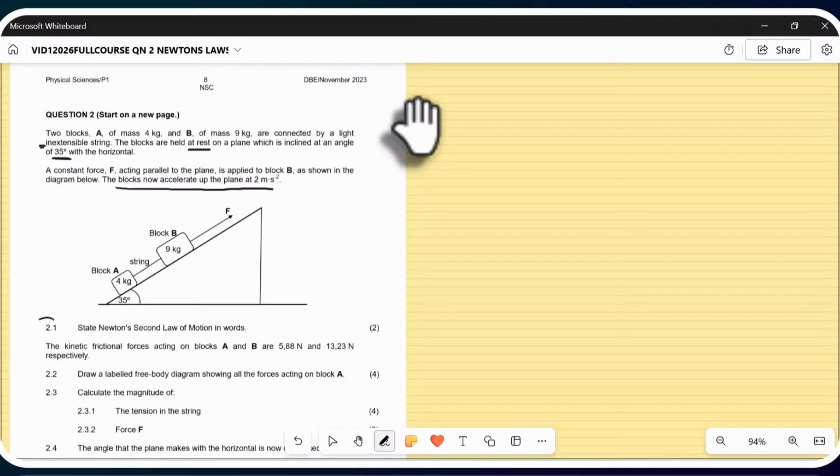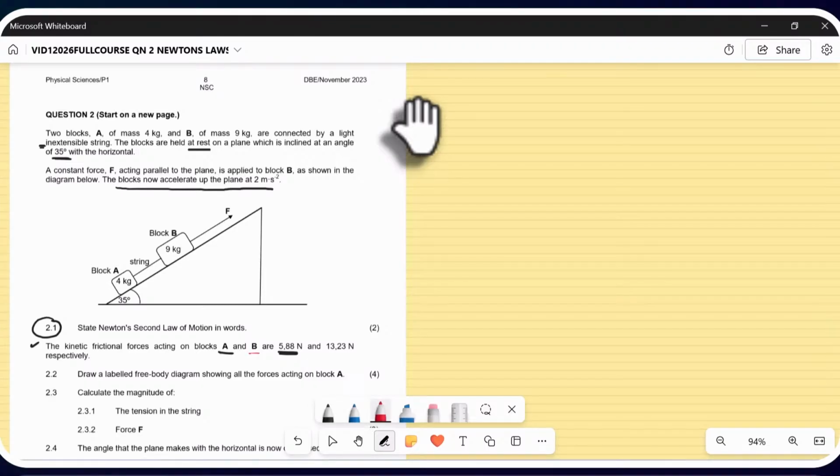State Newton's second law of motion in words. We said that when a net force acts on a body, it will accelerate in the direction of the net force, with the acceleration directly proportional to the net force and inversely proportional to the mass of the body. Now they say the kinetic frictional force acting on blocks A and B, for A it is 5.88, and for B it is 13.23 newtons, respectively.